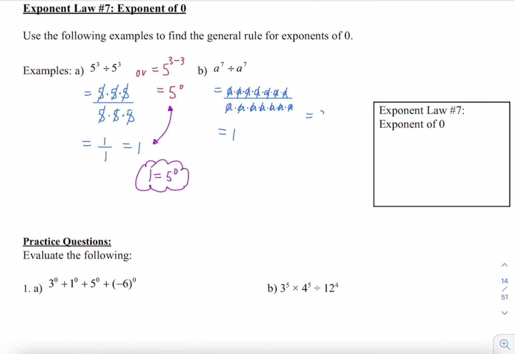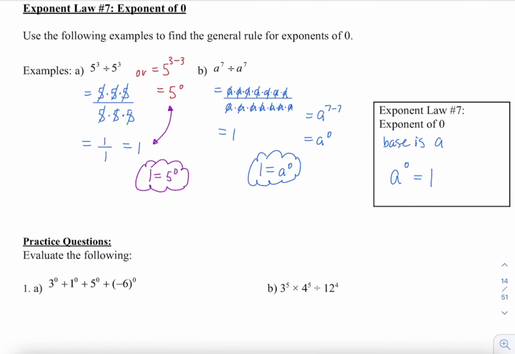But if I use my exponent law as 7 minus 7, my final answer is a to the power of 0. And in fact, this gives us our general rule. If I have a base of a, any base raised to the exponent of 0 is going to give me a value of 1. And the reason being is because that means there are the same number of bases repeatedly multiplied in the numerator as there are in the denominator. So they will all cancel out.